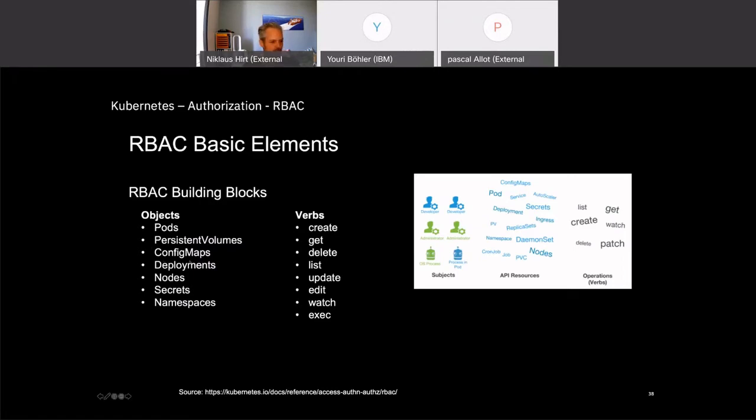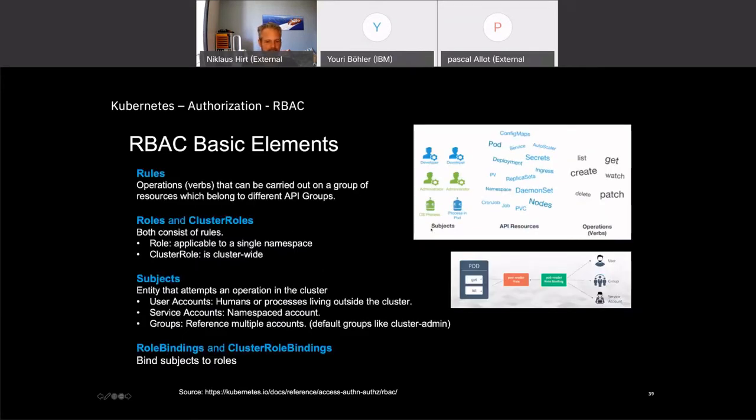That's pretty straightforward. Then we have the verbs. So what can I do with those? I can create, get, delete, list, update, and so on and so forth. Pretty simple as well. And now we have to tie that together. So how do we do that? First, we have what we call rules. Here we can say what verbs, so what actions, can be carried out on a group of resources. For example, delete pods or delete deployments. Okay, then we have the roles or cluster roles. I come to that in a second.